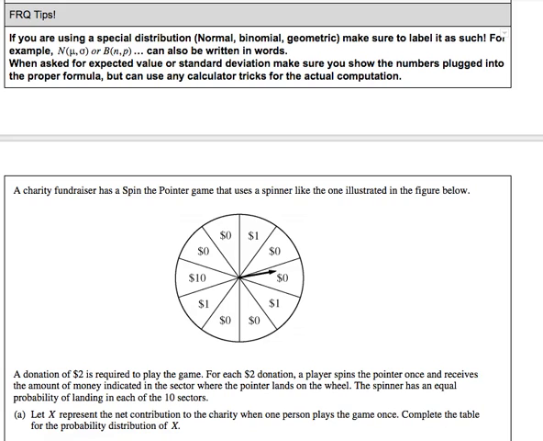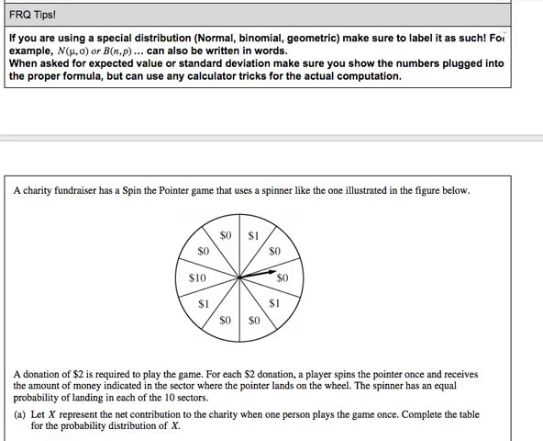Now for probabilities, if you're using a special distribution, normal, binomial, geometric, any of those, make sure you label it as such, because if you label what type of distribution it is, it justifies all the math that you're going to do later on. Also, if you're going to use expected value or standard deviation, I showed you those formulas yesterday. Make sure you show plugging them in, but then, of course, you are free to use the calculator for things like standard deviation, which are awful to get on your own.